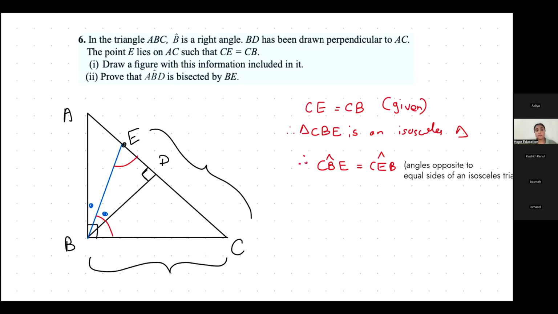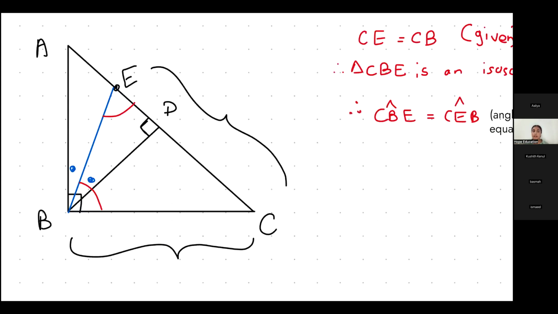So we were saying CE equals CB, so it's an isosceles triangle. Therefore, angle CBE equals angle CEB. Now, what do we have to prove here? What I have marked in blue, I have to prove that these two angles are equal. This is a bit of a difficult question, I would say, and I think you may have had different approaches for this question.